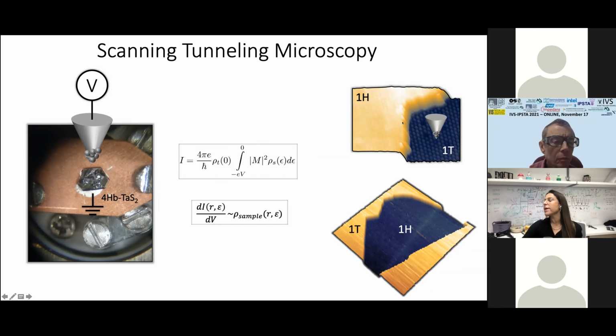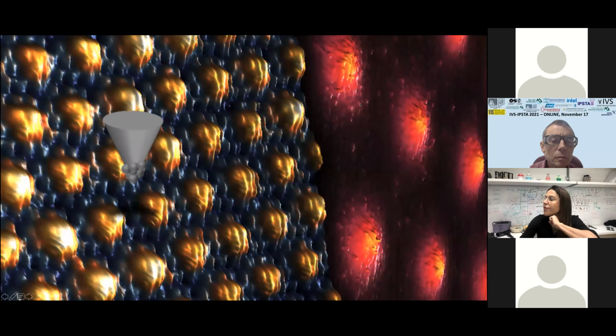So here we see we found all possible configurations when the 1T is below the 1H. Here we have the 1H below the 1T. We have craters, and different kinds of step configurations on the surfaces. So now let's see the electronic properties of the different surfaces. We will concentrate on the 1H. We have other work on the 1T, but now I'm focusing only on the properties of the 1H.